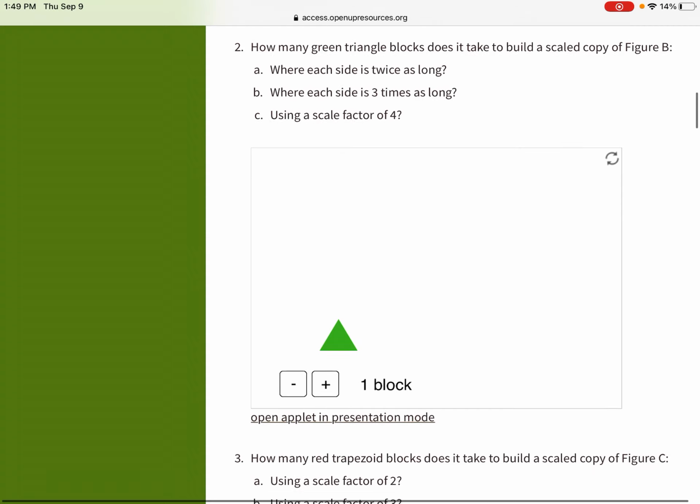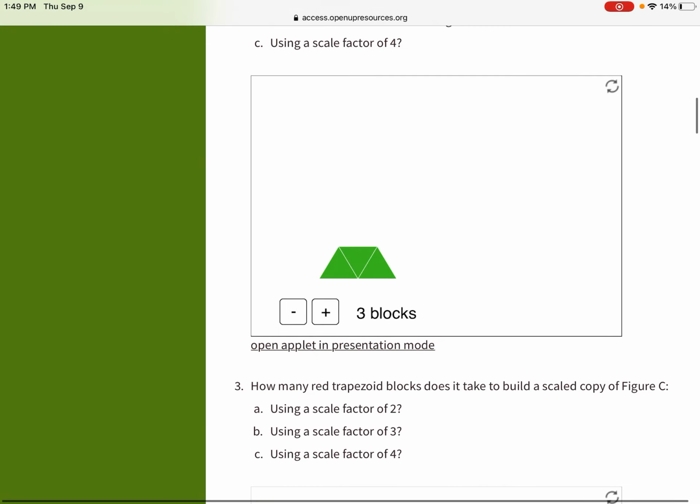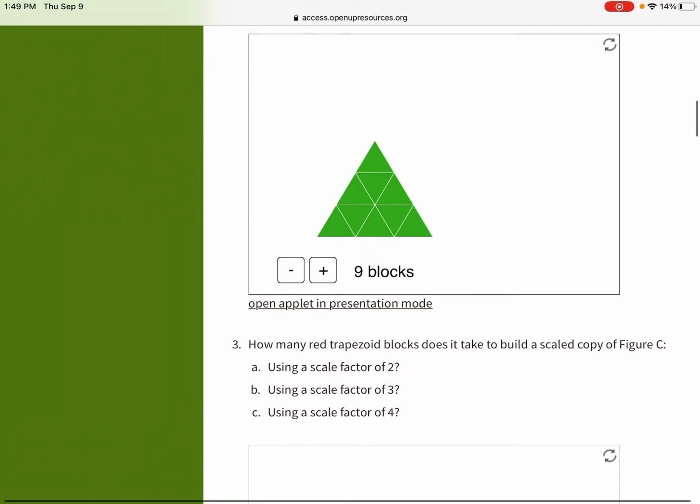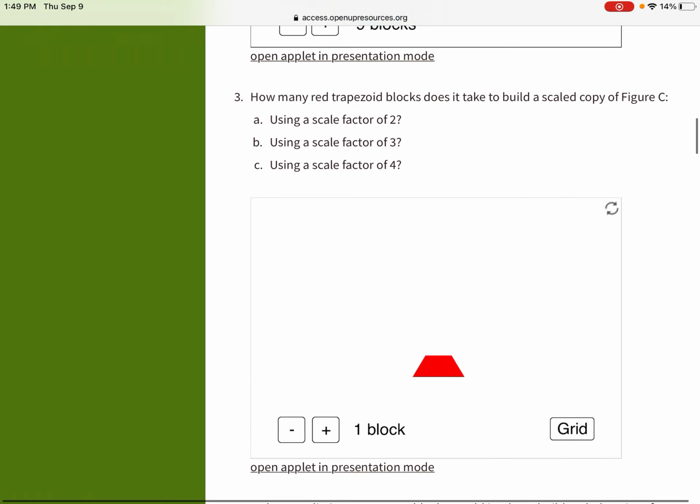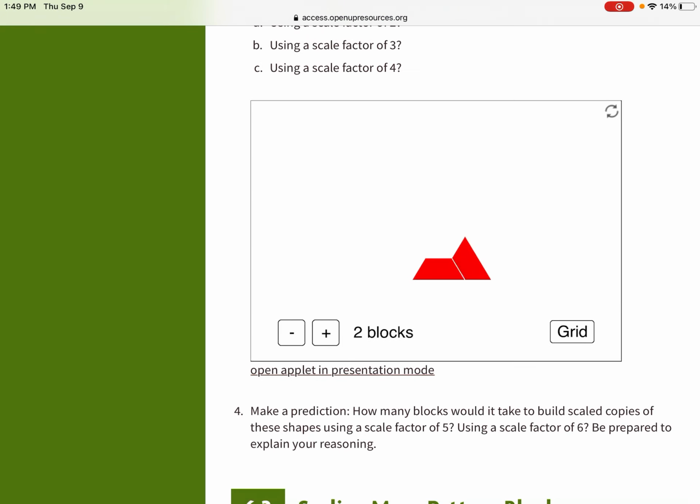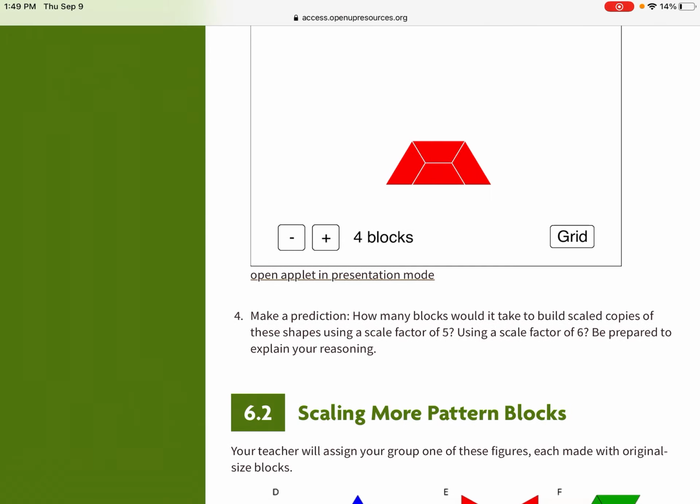It asks you to do the same with each shape, so we'll go real quick. Once again, the area increased by 4 when we increased each side by 2. And once again, now we have 9 when we increased by 3, and you'll find the same thing with 4. Likewise with the red one, every side is now 2 times bigger, and you notice the area changed by 4.